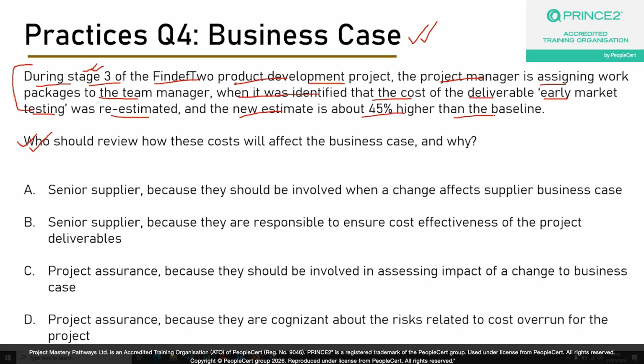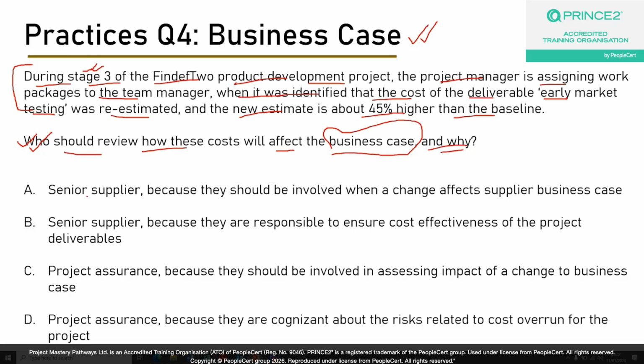So an estimate was done with respect to this work package of early market testing, or let's say this deliverable, during the initiation or the planning stage of the project. And now during the execution stage, it has been estimated that the correct figure for this deliverable is about 40% higher than the baseline. Okay, now the question is, who should review how these costs will affect the business case and why? Okay, so you are not only expected to select the role who should review these costs and understand how it will affect the business case, but you also need to select the rationale against it. Okay, that why this role is the correct role to execute this action.